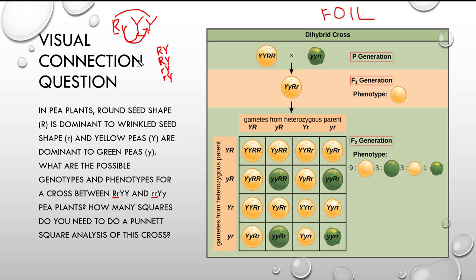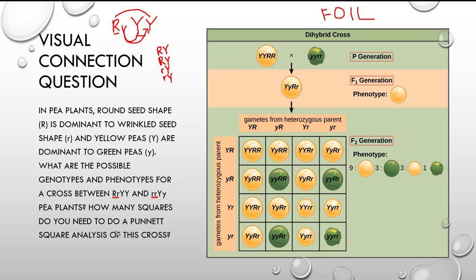Now notice from this we have basically big R, big Y, big R, big Y, little r, big Y, and little r, big Y. So basically we have a total of 2 types of gametes. We have big R, big Y, and little r, big Y. So I only need to write 2 rows, okay? I don't need to write 4 rows because I'm going to get the same results.